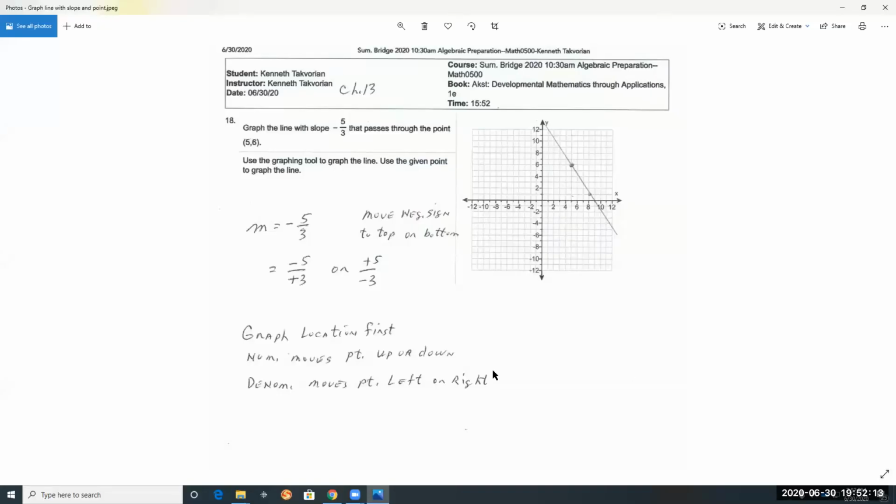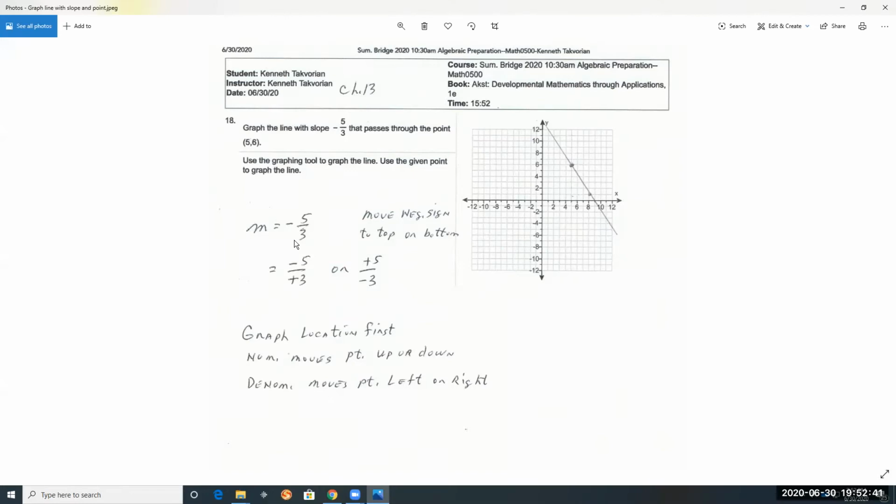Let's continue our work in chapter 13 with graphing lines or inequalities. In this problem, we're given the slope, which is -5/3, and the line passes through the point (5, 6). The first thing to do is graph the location first. So we're going to graph (5, 6). So go over 5 and up 6 and put a dot.